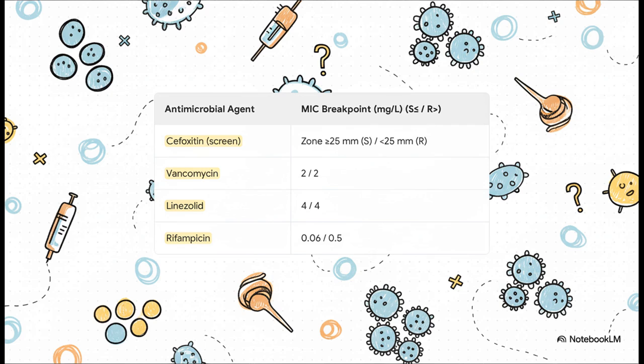Now, when it comes to susceptibility testing, we hit another hurdle. There are no species-specific breakpoints for this bug. We have to take our results and interpret them using the general EUCAST guidelines for all coagulase-negative staphylococci. The cefoxitin screen is what we use to predict methicillin resistance, and then we need to do MIC testing for key drugs like vancomycin. And super important, rifampicin should never, ever be used as a standalone therapy.